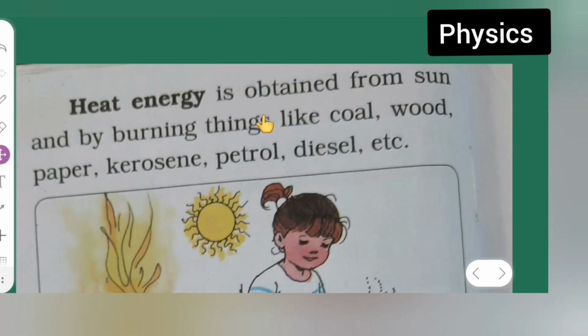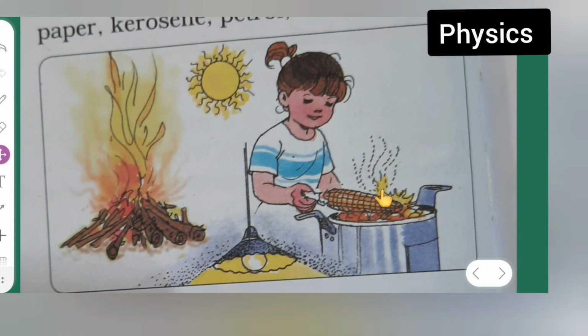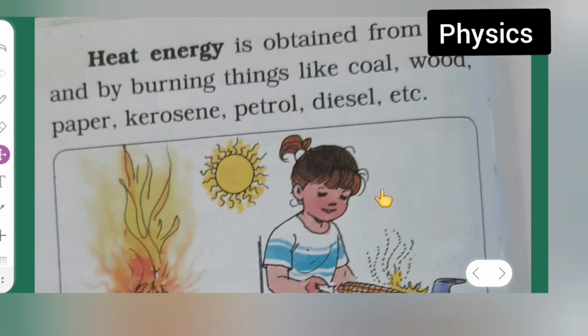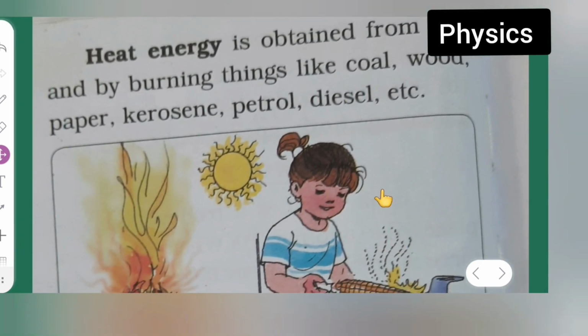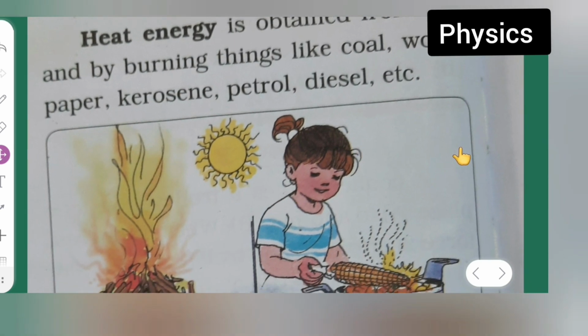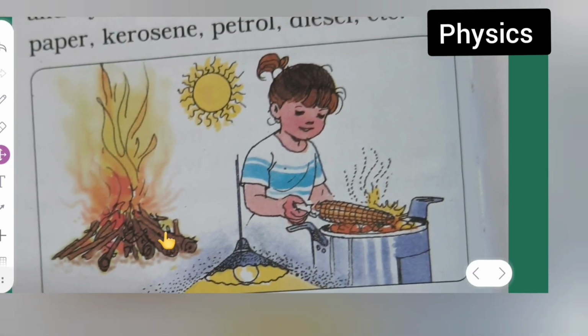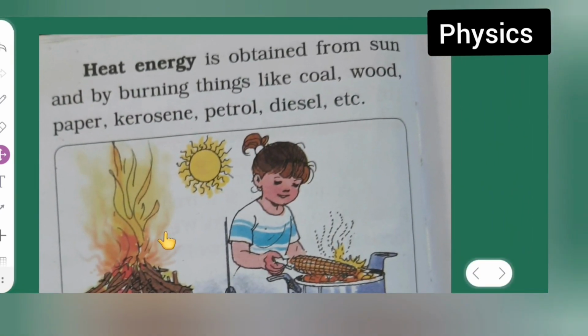Next is heat energy. It is obtained from the sun and by burning things like coal, wood, paper, kerosene, petrol, diesel, etc. So that is heat energy. Okay, over here, for example, you can see this. It is obtained from the sun, by burning of coal, wood, paper, kerosene, or petrol, diesel, etc. Okay, so you can take down this.